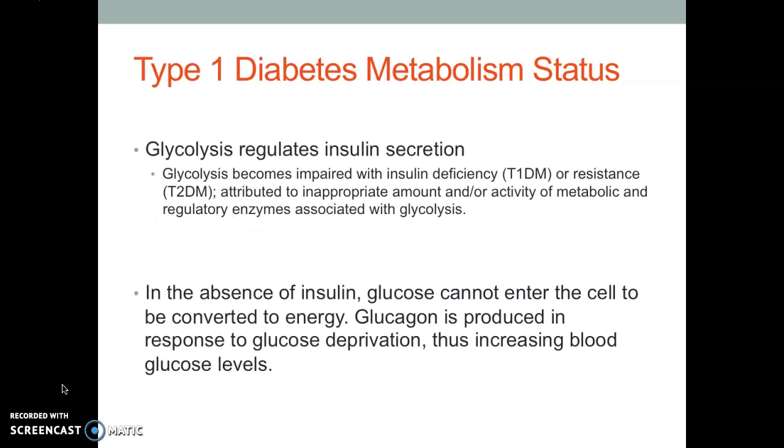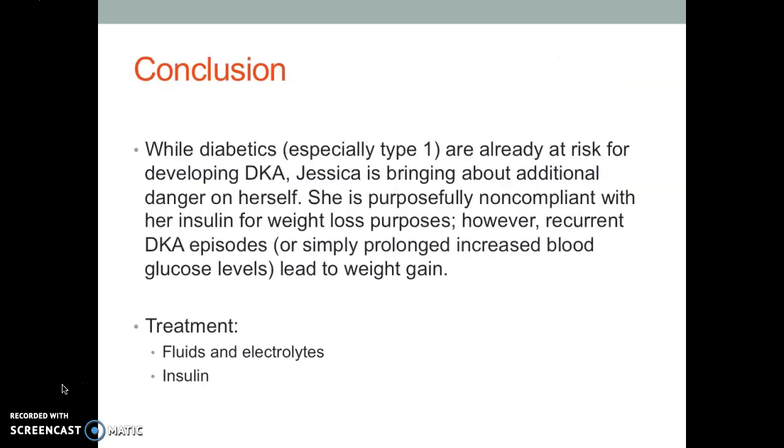So the type 1 diabetes metabolism status. Glycolysis is going to regulate the secretion of insulin. However, this process malfunctions with a lack of insulin. Without any insulin, no glucose is going to be converted to energy, which leads to glucagon production, which increases the blood glucose.